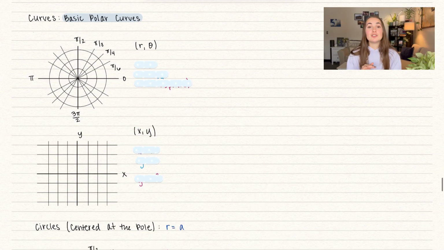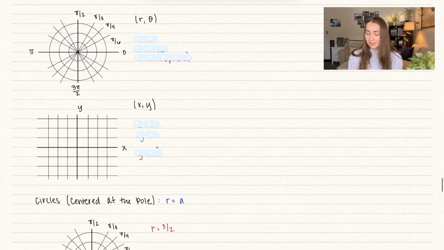Here you can see two of our coordinate systems. So we have the polar coordinate system. That is going to be a point given in terms of the radius, so the distance from the origin to the point, and also in terms of theta. So that's going to be the counterclockwise angle from the positive x-axis.